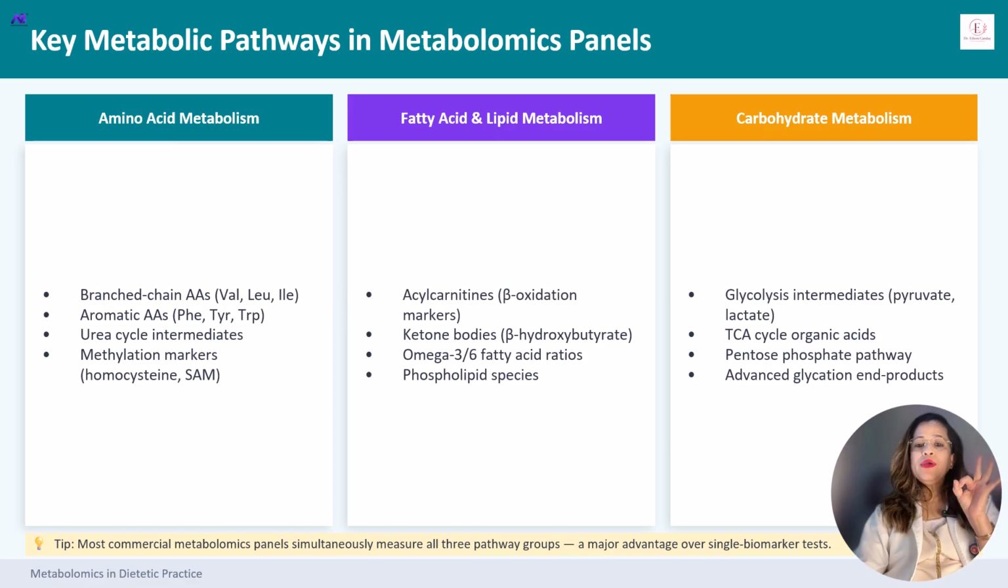So, these three pathways are interconnected. Even if one pathway gets disrupted, it will affect the others. So, a disruption in one, say amino acid catabolism, alters the TCA cycle, okay, and metabolomics captures this system level very, very well.